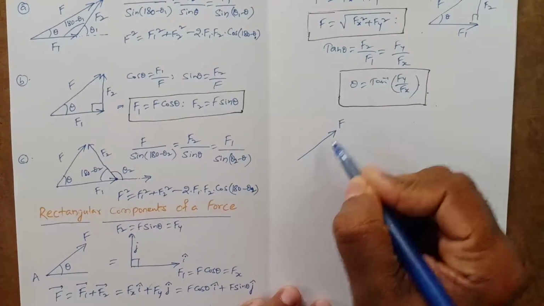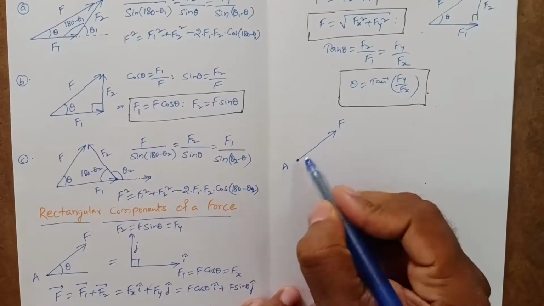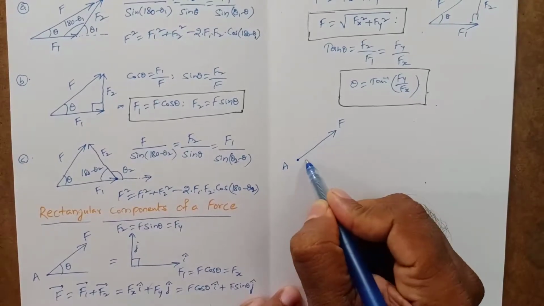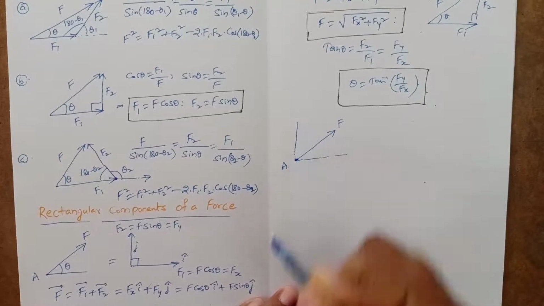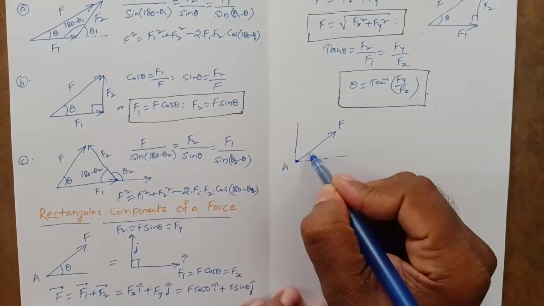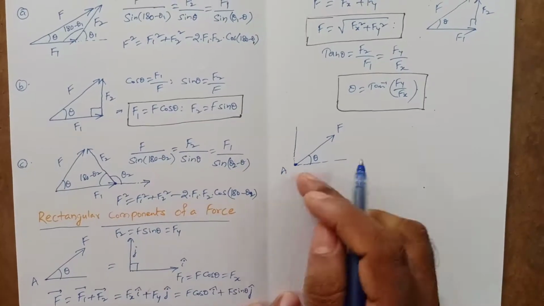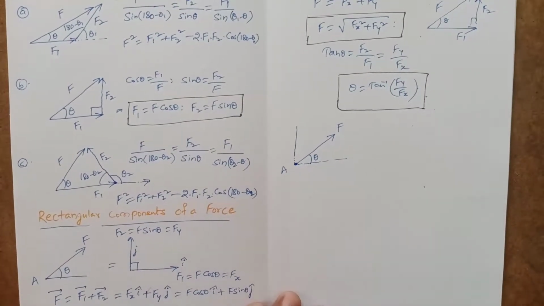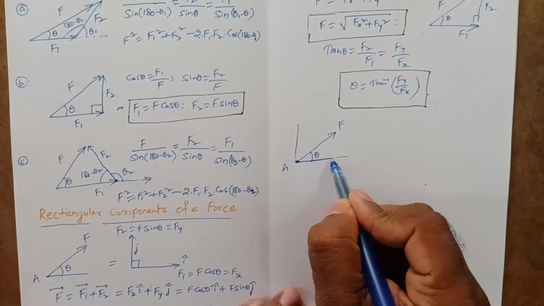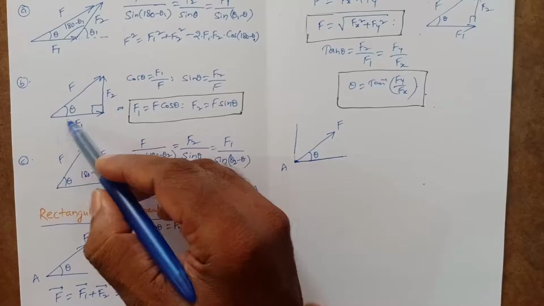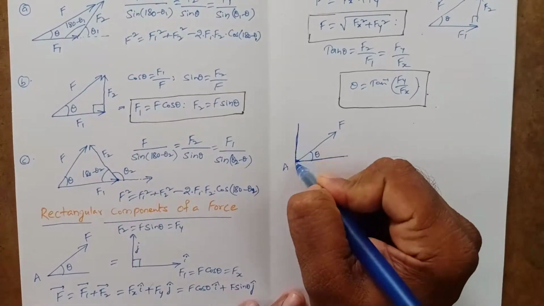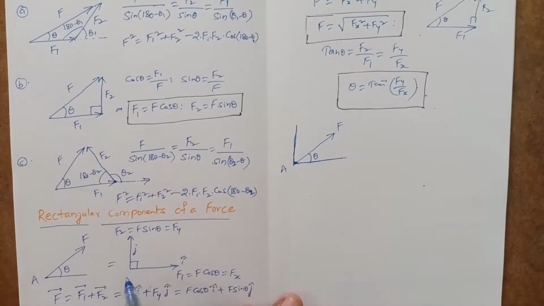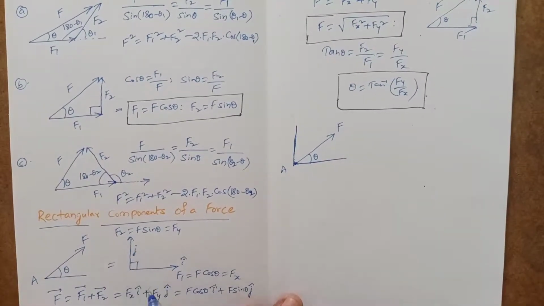This is F acting at this point A. Now, if you show that positive x-axis, I mean the first quadrant here, this force F is making an angle theta with the positive x-axis. Now its two rectangular components are this one and this one, as shown here also. This is F1 and F2, we call them Fx, Fy.